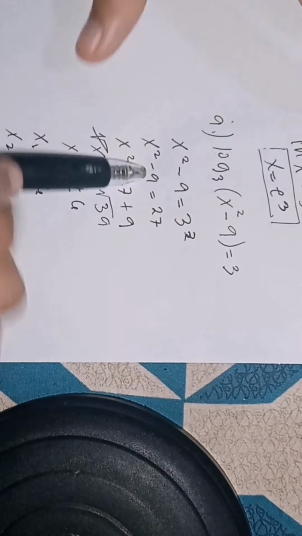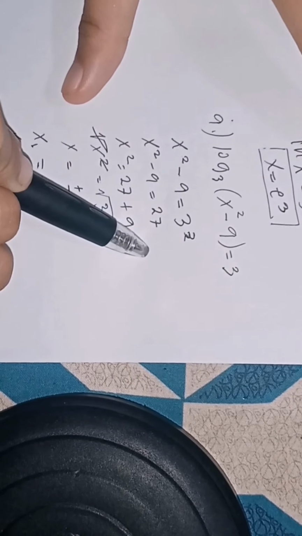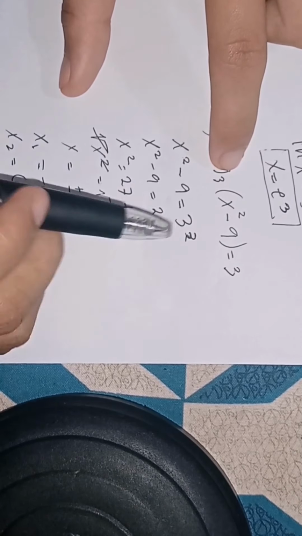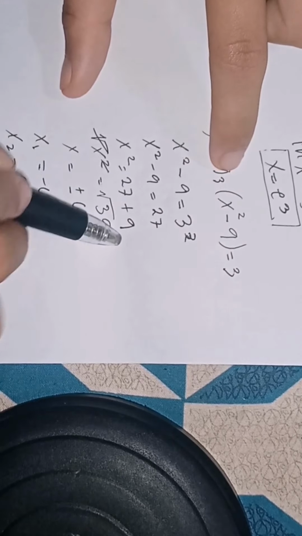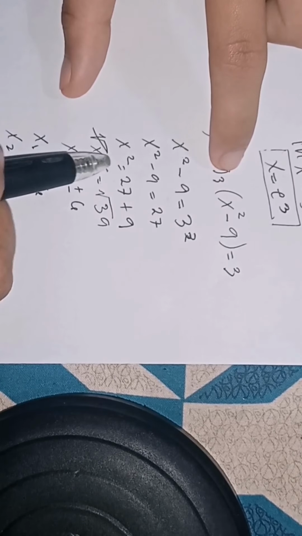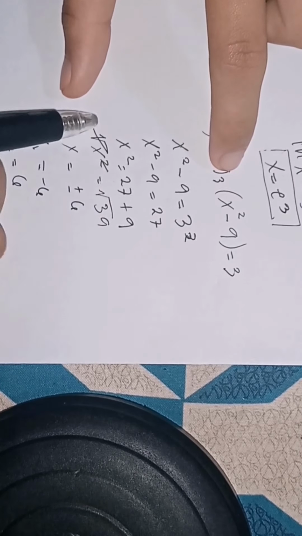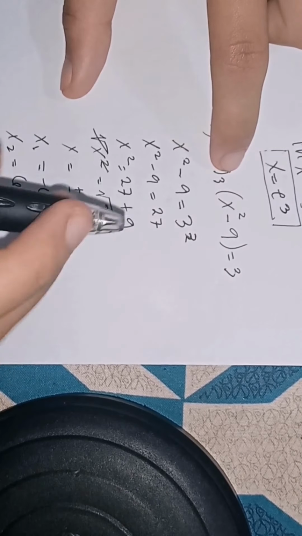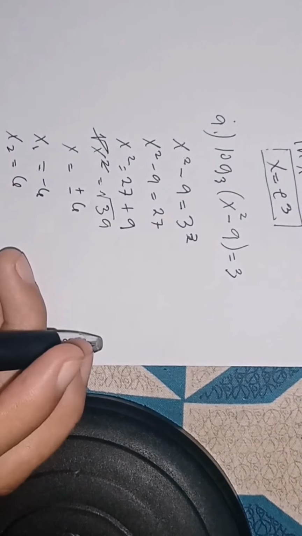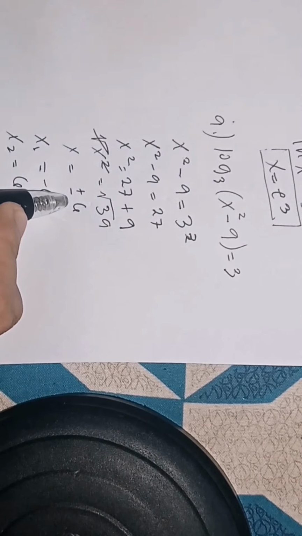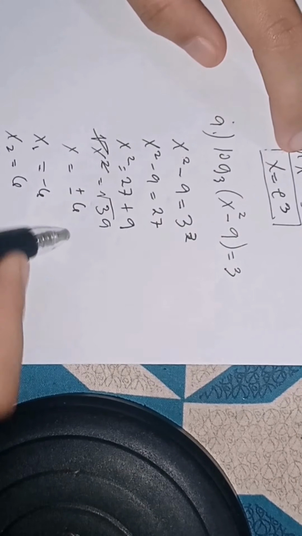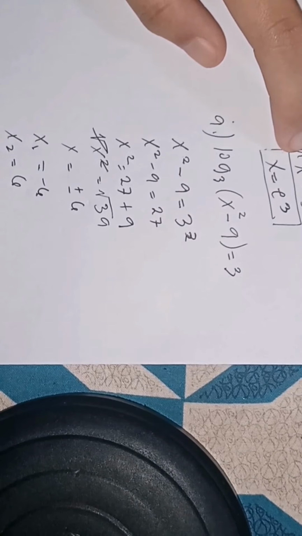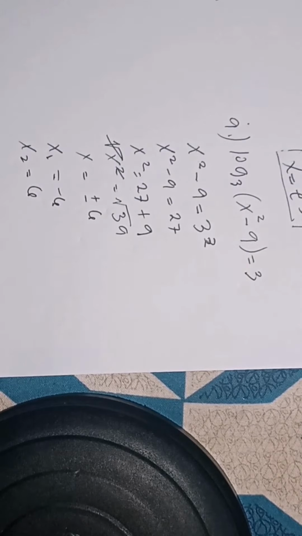And then, transpose the negative 9 to the right side, which becomes positive 9. So, 27 plus 9 is equal to 36. In order to cancel the square, take the square root of both sides, so cross out. And the square root of 36 is positive or negative 6. So, our x sub 1 is negative 6, and our x sub 2 is positive 6.